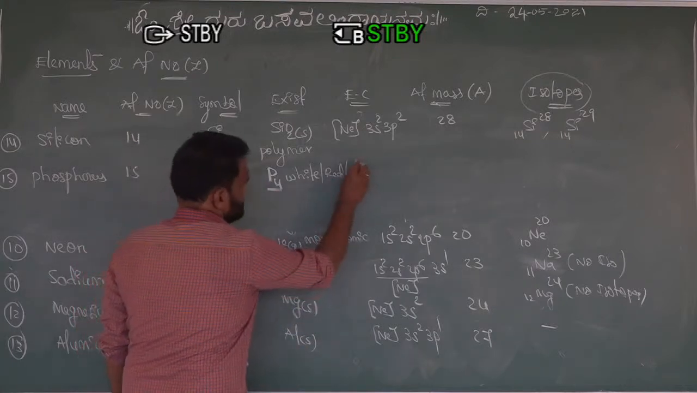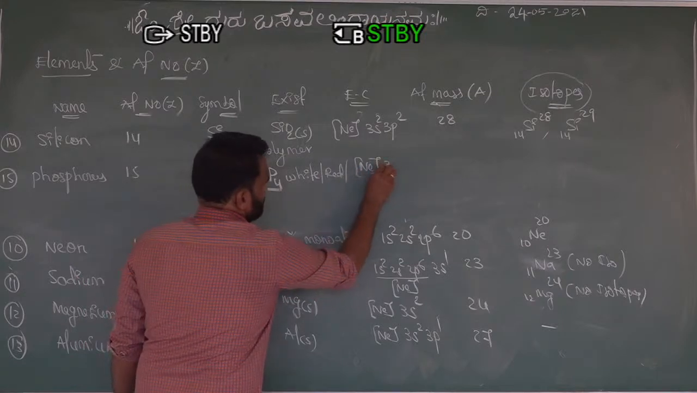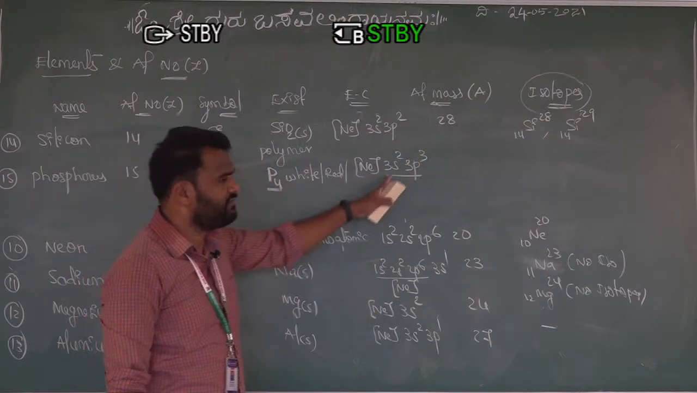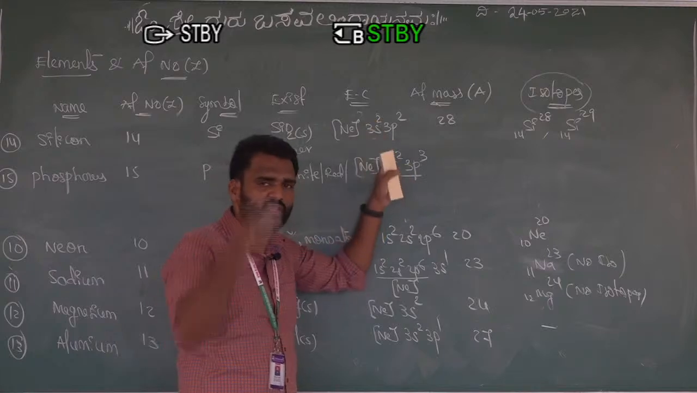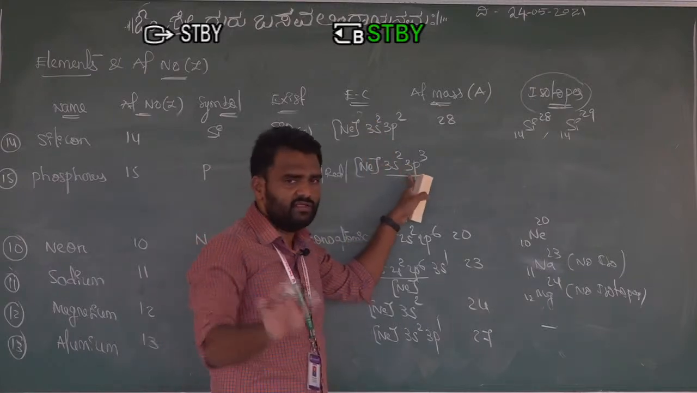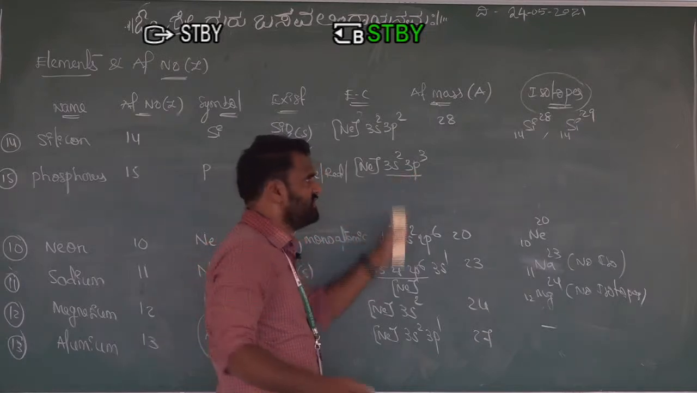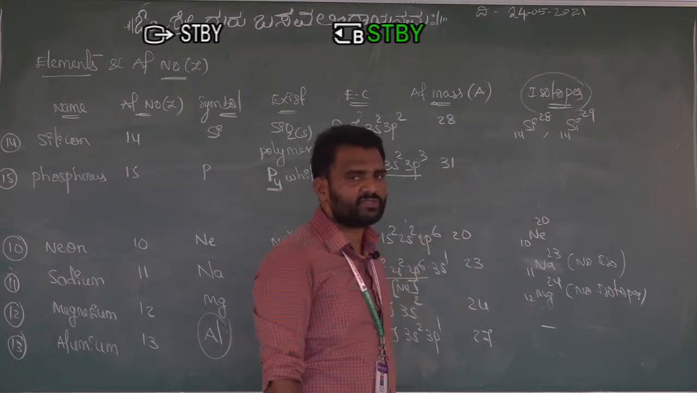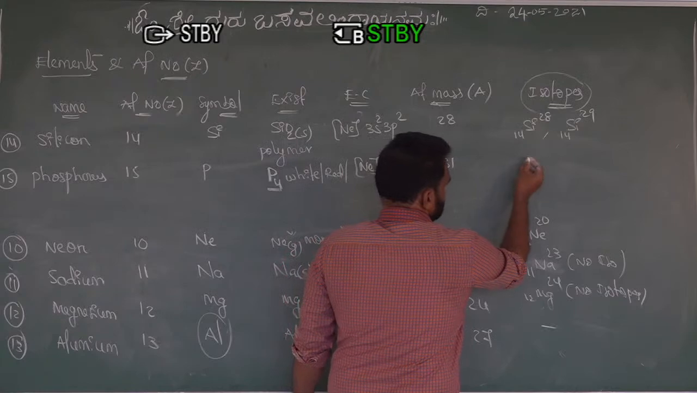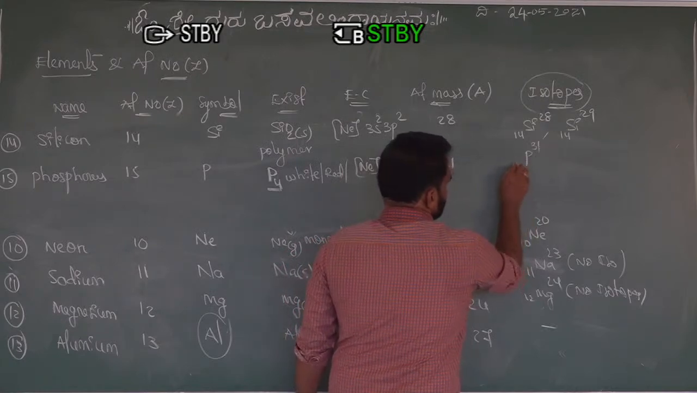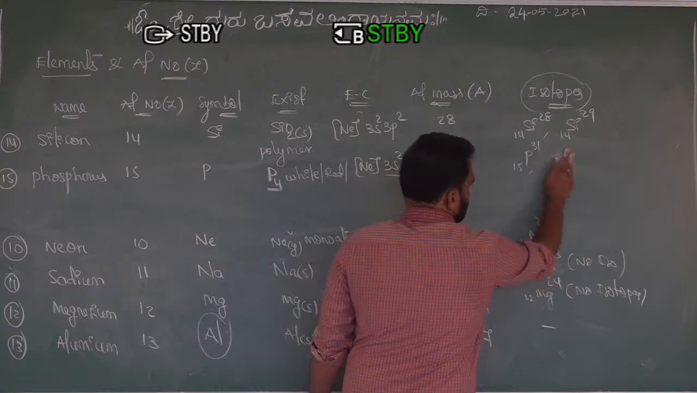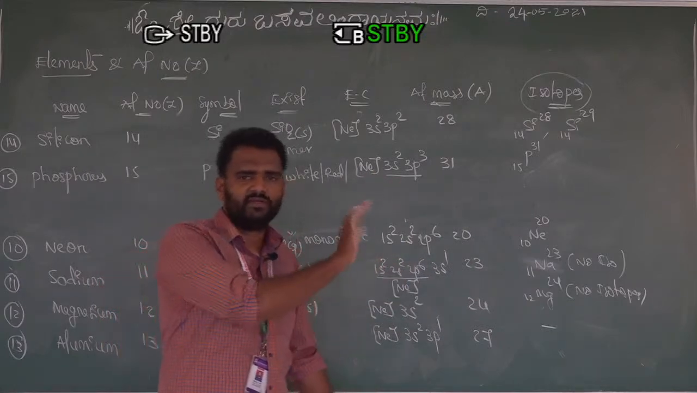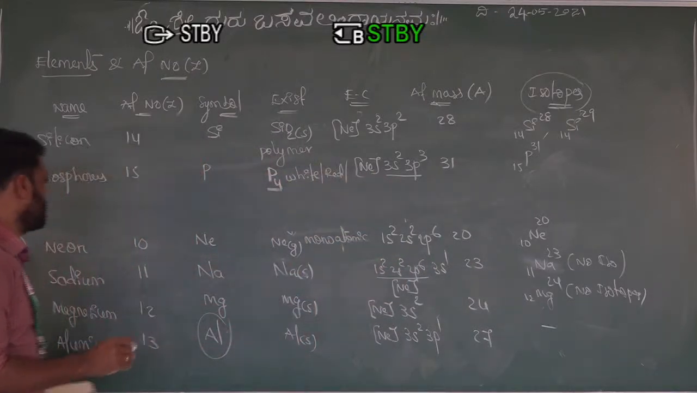Phosphorus is 15, and its electronic configuration is after neon 3s2 3p3. Here also, like nitrogen, there is a half-filled configuration. Nitrogen and phosphorus belong to the same group. Due to the half-filled configuration, some properties will be different; later we will discuss. The atomic mass of phosphorus is 31. Phosphorus mainly exists as P31. P32 also exists, but it is a negligible percentage. Phosphorus 31 is the main important one, with no other significant isotopes.